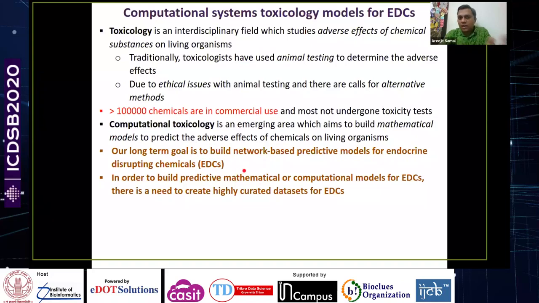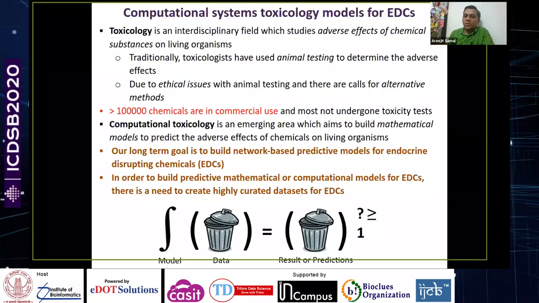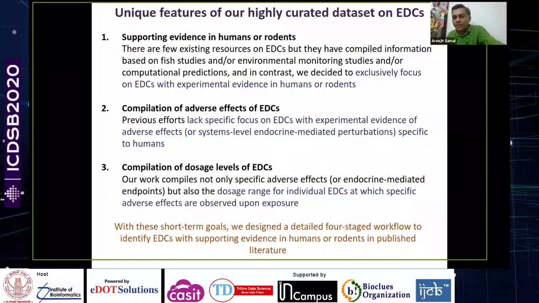Our basic goal is to build network-based predictive models for these endocrine disrupting chemicals. But before we could build such models, we need highly curated data sets for EDCs. One thing to remember is that if your model is based on trash data, the results of the predictions are going to be even more trash. So you need a highly curated data set.